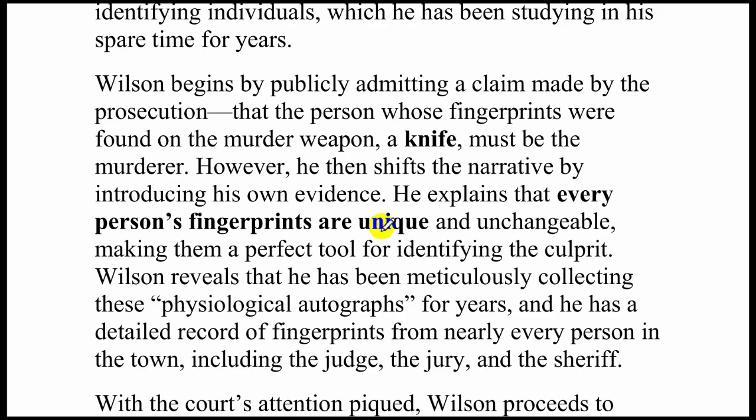Sorry for the tongue twisters. However, he then shifts the narrative by introducing his own evidence. He explains that every person's fingerprints are unique and unchangeable, making them a perfect tool for identifying the culprit. Wilson reveals that he has been meticulously collecting these physiological autographs for years, and he has a detailed record of fingerprints from nearly every person in the town, including the judge, the jury, and the sheriff.